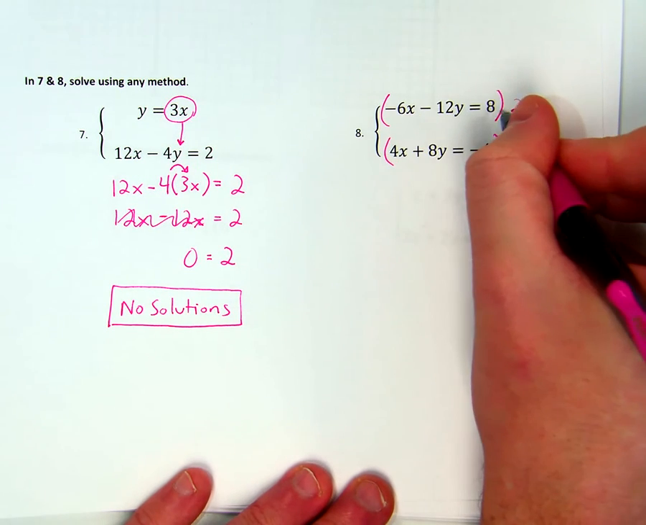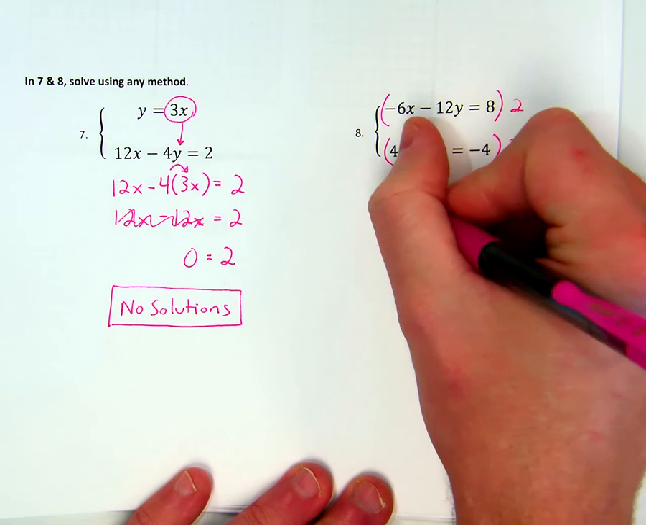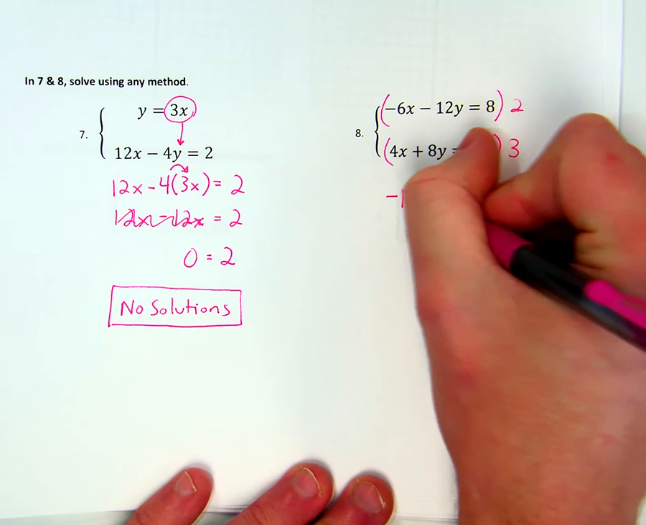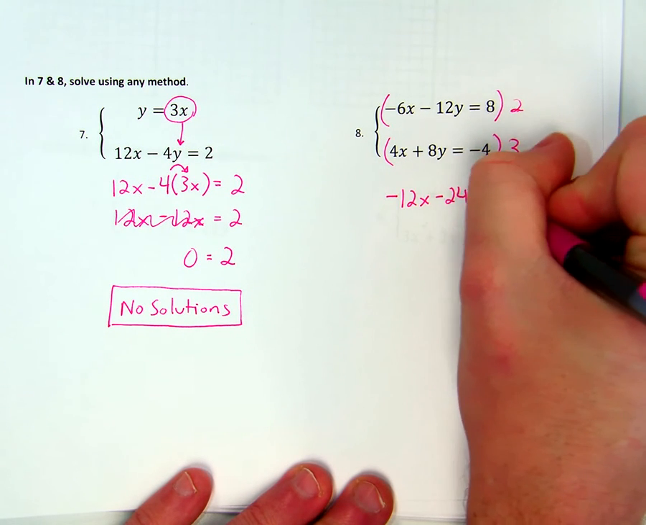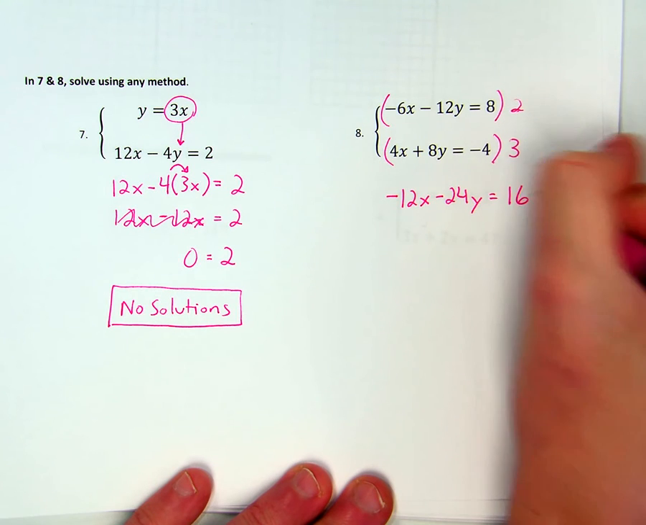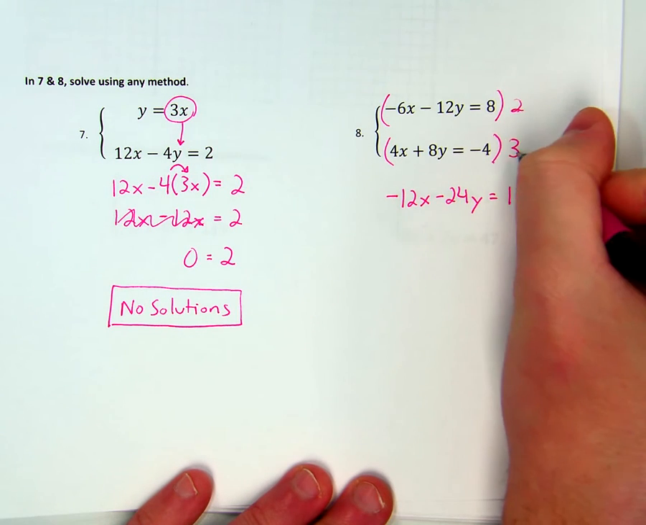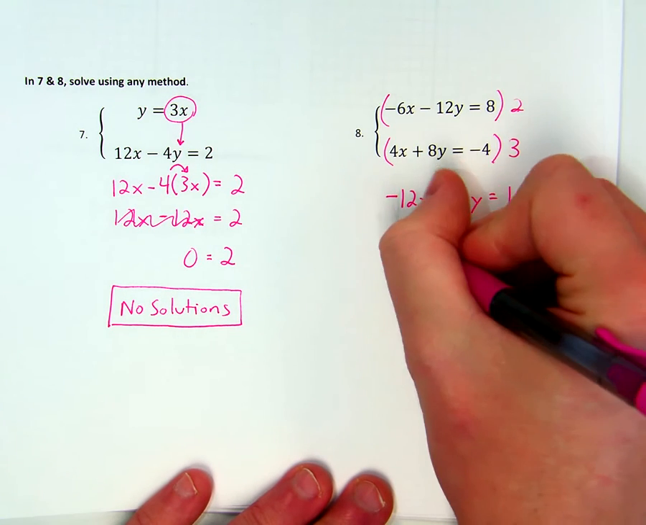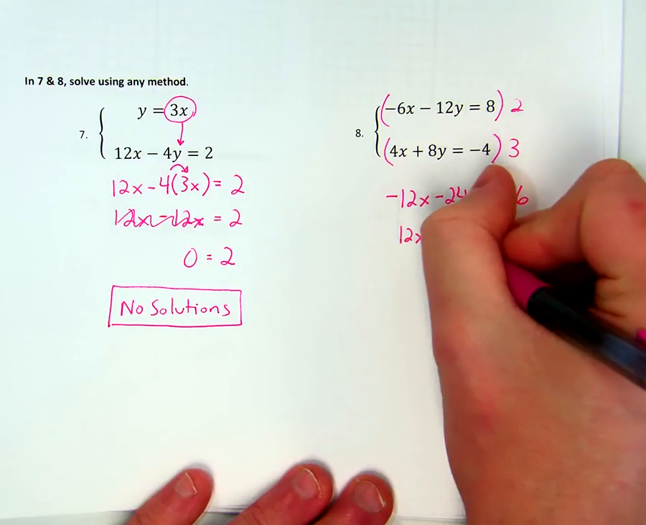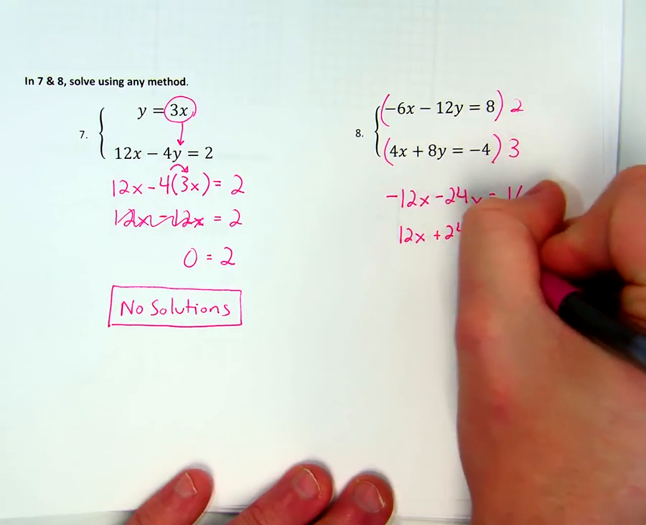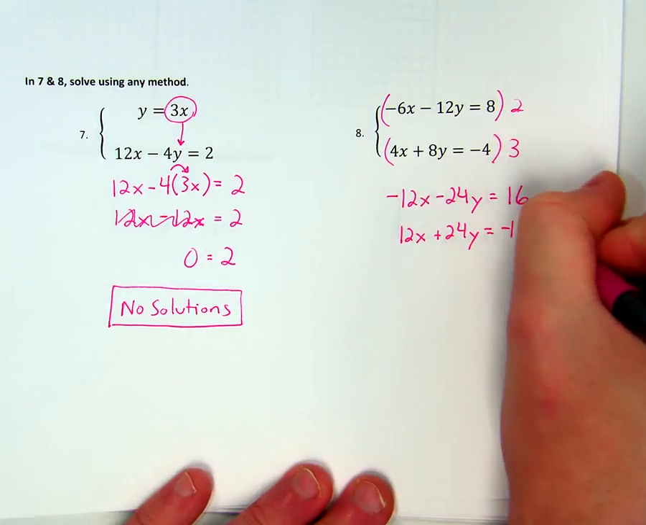When I multiply all three things in the top equation by 2, I'll end up with negative 12x minus 24y equals 16. And when I multiply everything in the bottom equation by 3, I'll end up with 12x plus 24y equals negative 12.